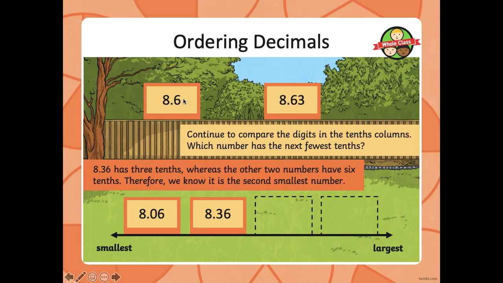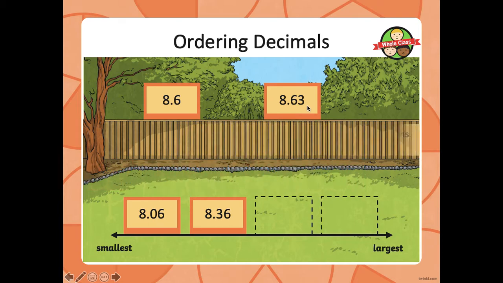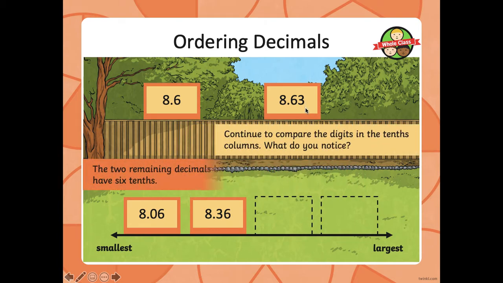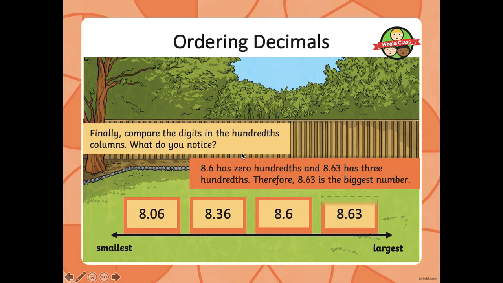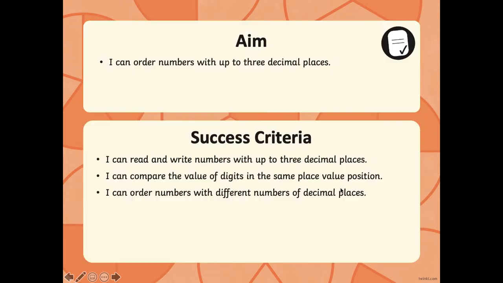If you were to imagine that the 0 was there, that 0 is smaller than the 3 in 8.63. So we're comparing the digits in the hundredths column, and what do you notice? It's not there, because it has 0 hundredths. So 8.63 has 3 hundredths, therefore 8.63 is the bigger number. So now you know a little bit about how to order.